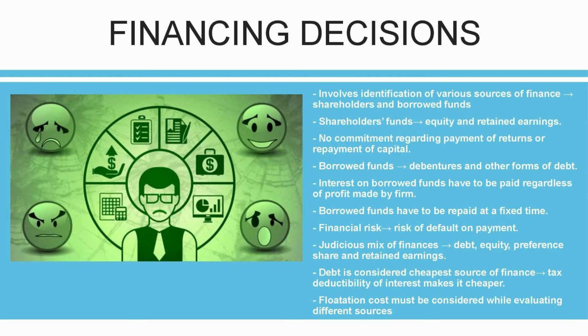Of course, debt is considered the cheapest source of finance because whatever component of interest is being paid towards repayment of debt is tax deductible in nature, and that makes it a cheaper source of finance. But at the same time, the flotation cost, that is the cost to procure these funds, should also be kept in mind while evaluating the different sources of funds.